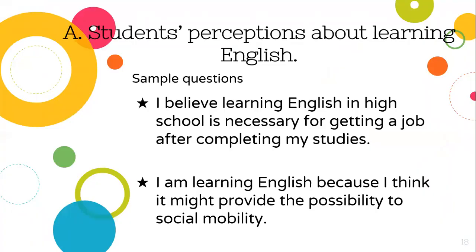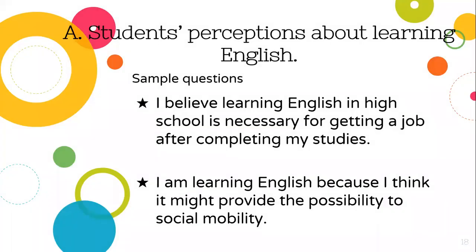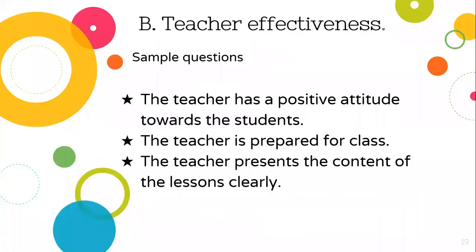Students' perceptions about learning English: we have 2 simple questions. The first one says, I believe learning English in high school is necessary for getting a job after completing my studies. The other one is, I am learning English because I think it might provide the possibility of social mobility. These questions were based on what we reviewed in the theory, but also on the curriculum itself and some gaps that we were finding during the process.